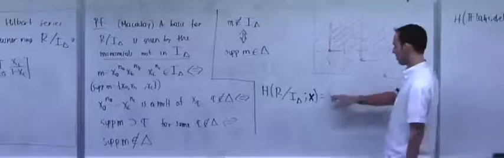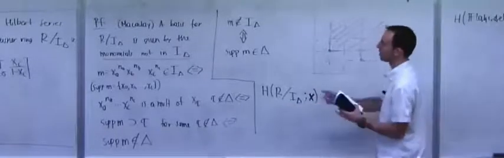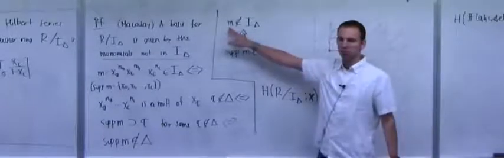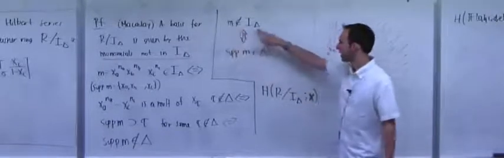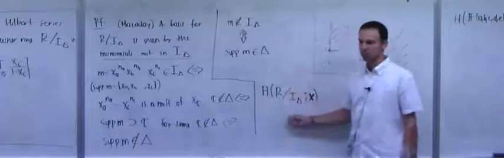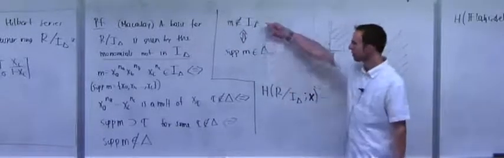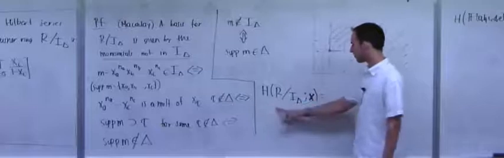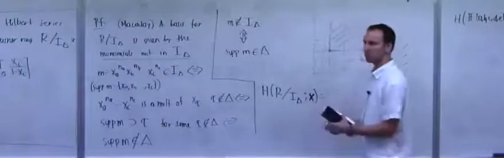I need to make this computation, right? And so now what I need to do is basically for each one of these monomials that is not in I delta is going to contribute to this dimension. Right? Each one of them is going to contribute to the dimension of some graded piece.